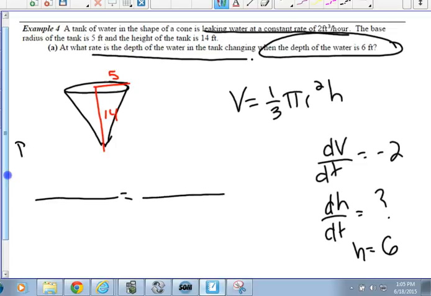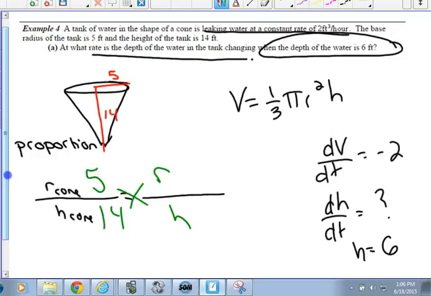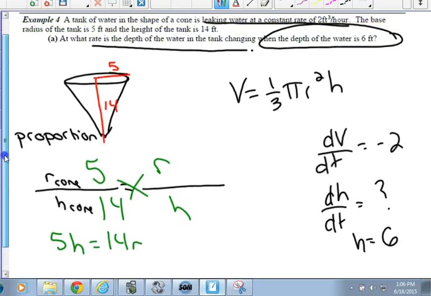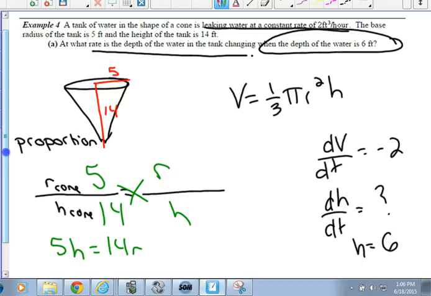Okay, just do your first step. Alright, radius of the cone, height of the cone, and then R over H over here. So put your 5, 14 in. Okay, good. Now, when you guys cross multiply, we get 5H equals 14R. So think about what you want to find. You know the H over here, so we need to get this away, right? We want to make them all H's. So we need to solve for R to do that.